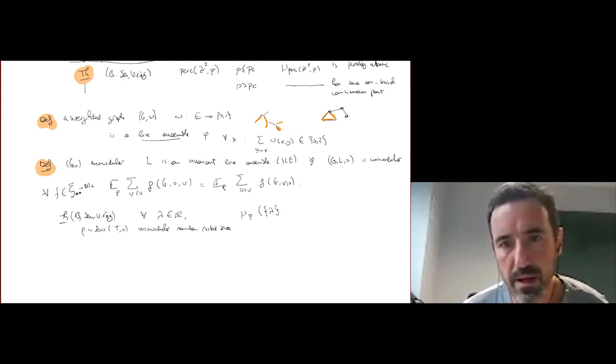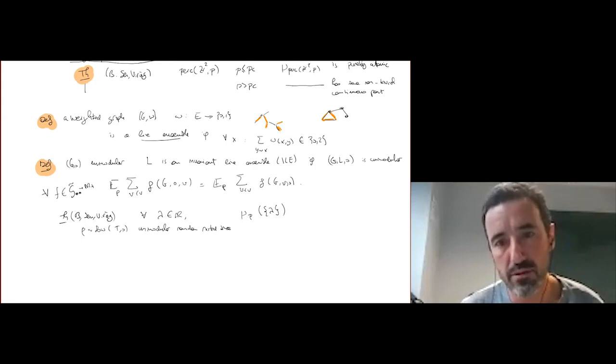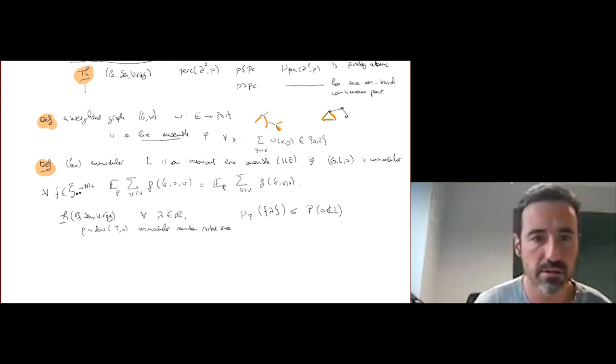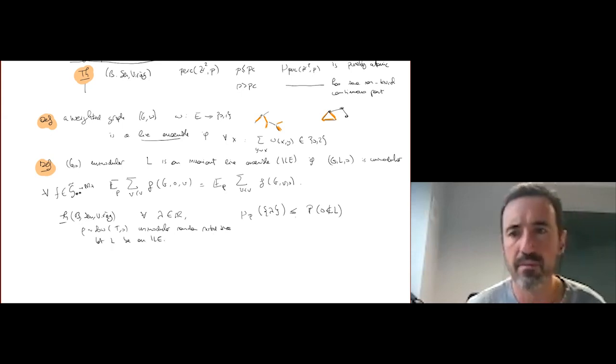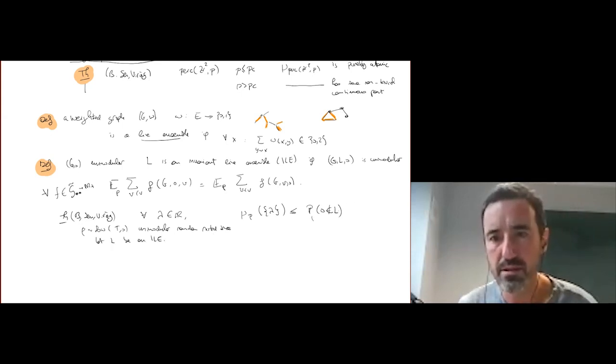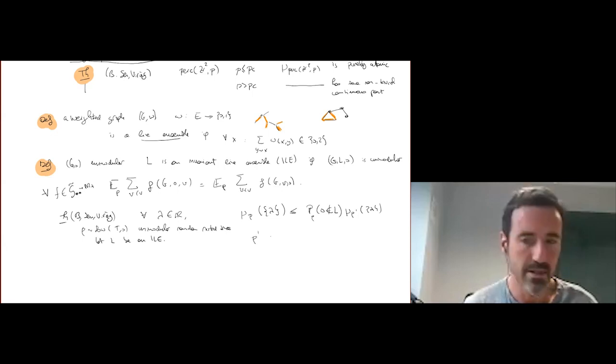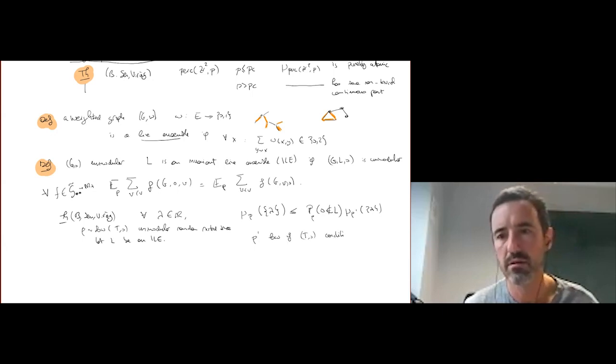It says that the average spectral measure put on atom lambda is bounded by the probability that 0 is not in a line ensemble. So let L be an invariant line ensemble. You look at the probability that the root is not in your line ensemble, and you times the mass of lambda at rho prime, where rho prime is the law of T, O conditioned on O not in L.